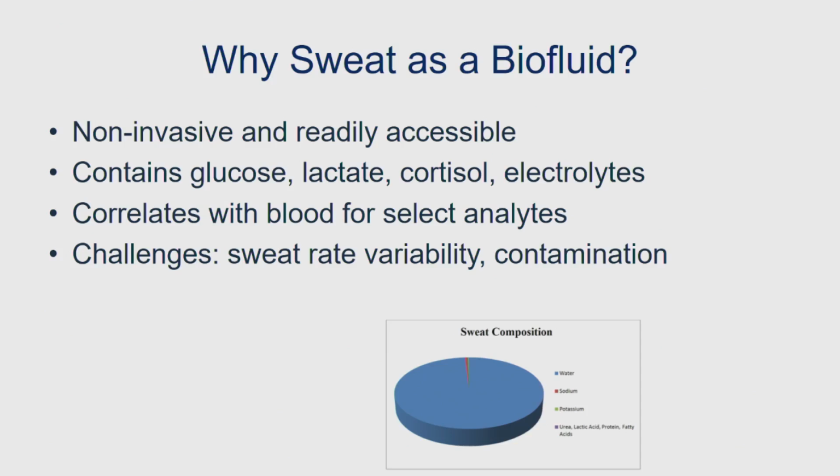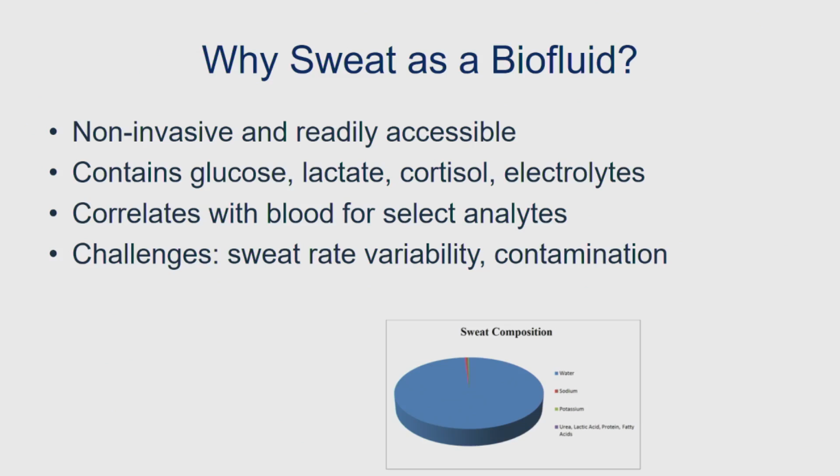What does it have? It contains most of the metabolites because it's all coming through your sweat glands. It contains glucose, lactate, cortisol, and electrolytes. Easily accessible, has these analytes. Is that all that we need? One more thing we need is a good correlation with blood. That is a big question mark here. It correlates with blood for select analytes. It does not correlate for all the analytes. That's the problem we have with sweat as a biofluid.